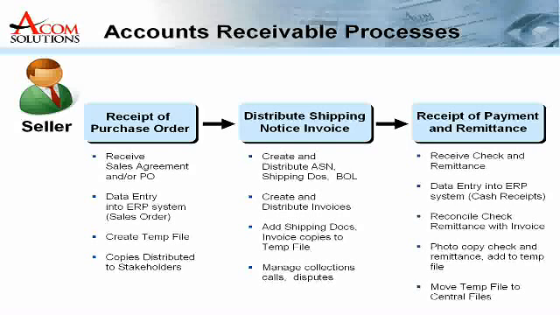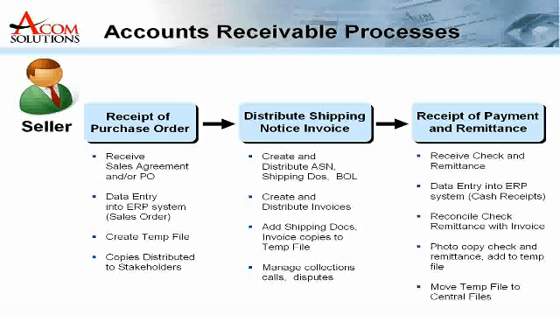For the seller, this process might look very similar to this. First, we have the inbound process of receiving the order. Then we have the outbound process of distributing the shipping notice and invoice. And then we have the inbound process of receipt of payment. So let's say you receive an inbound purchase order and or a sales agreement. This can come in via the fax, by snail mail, or maybe by email.